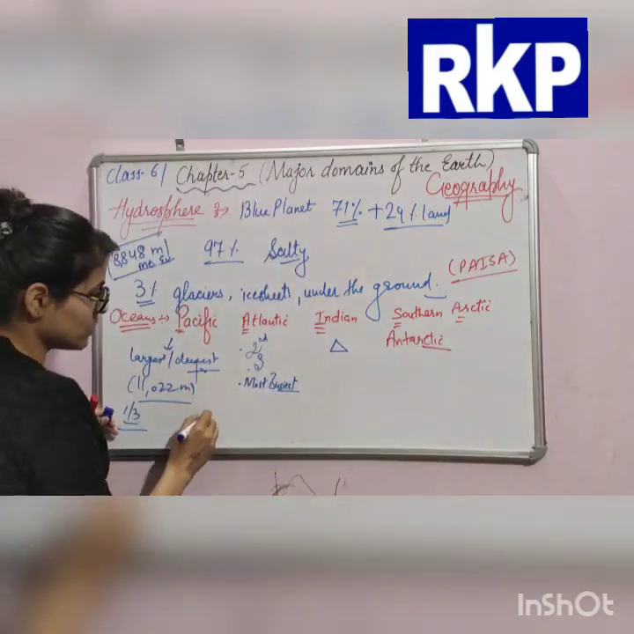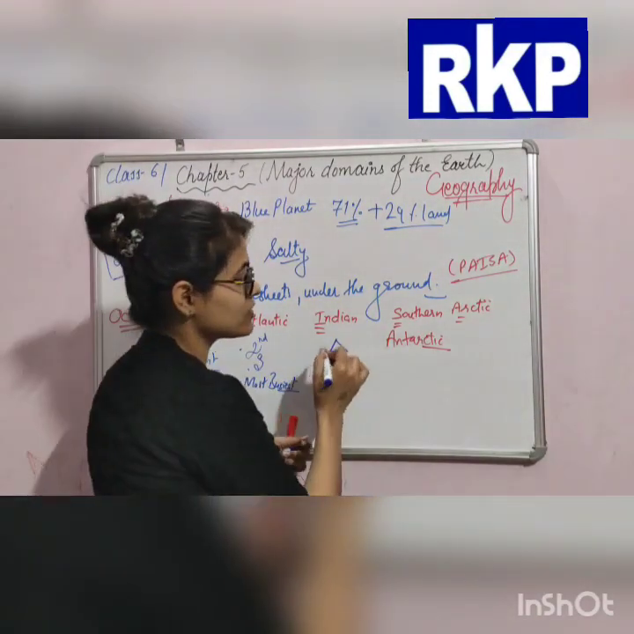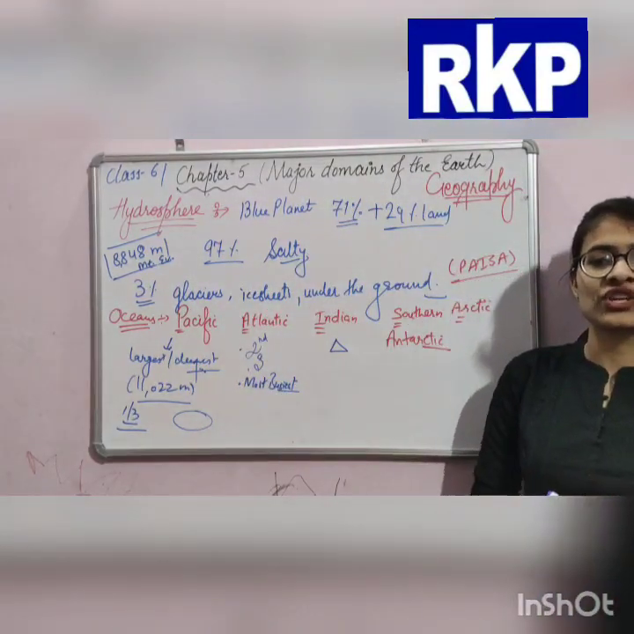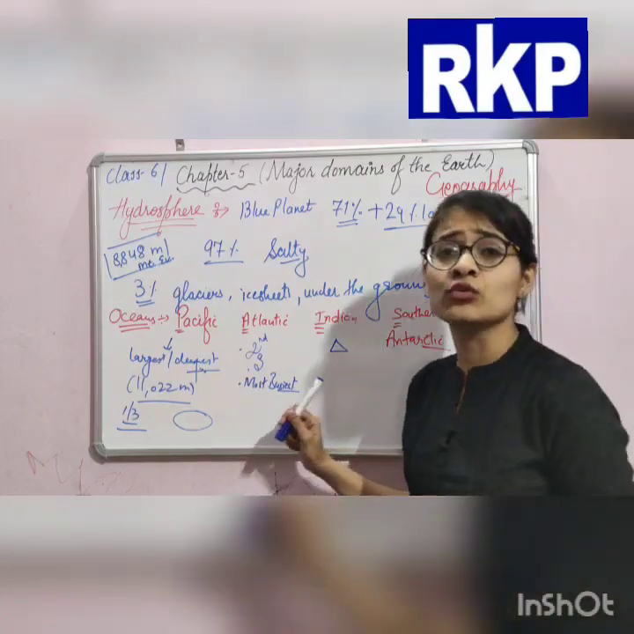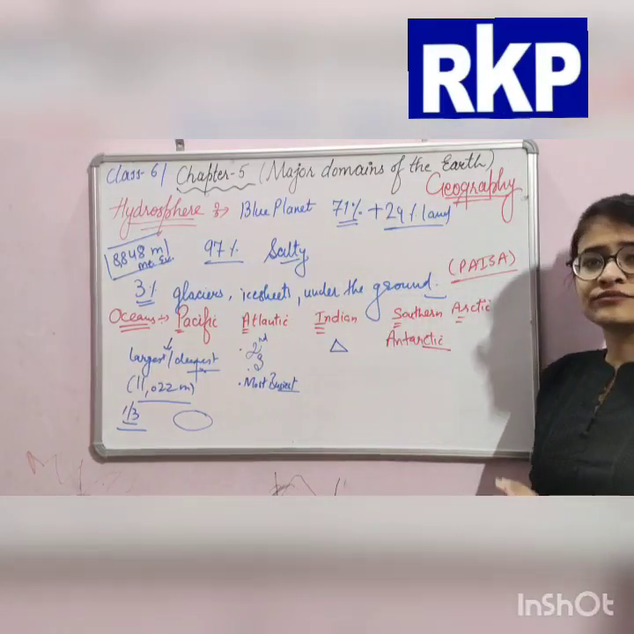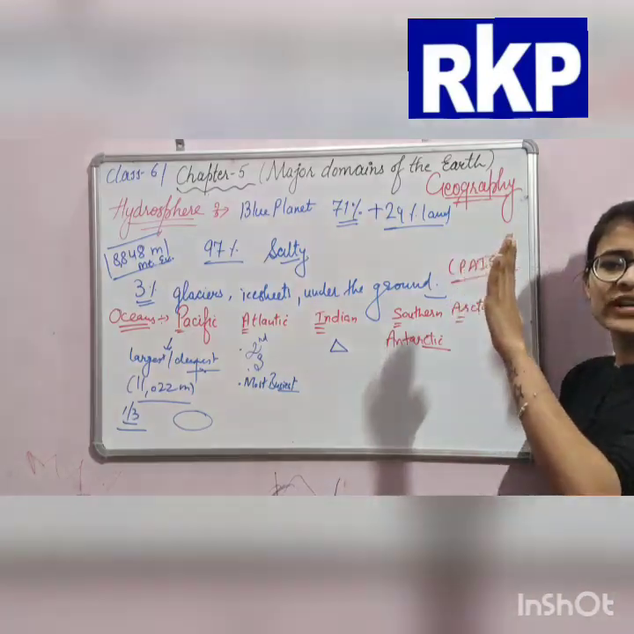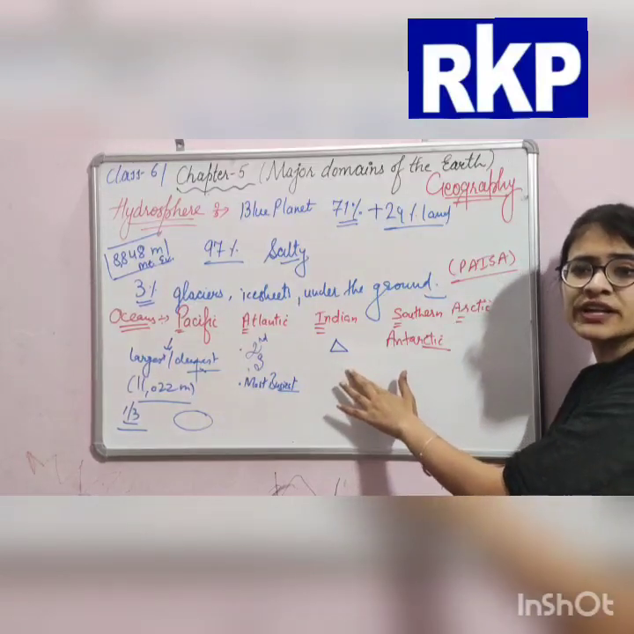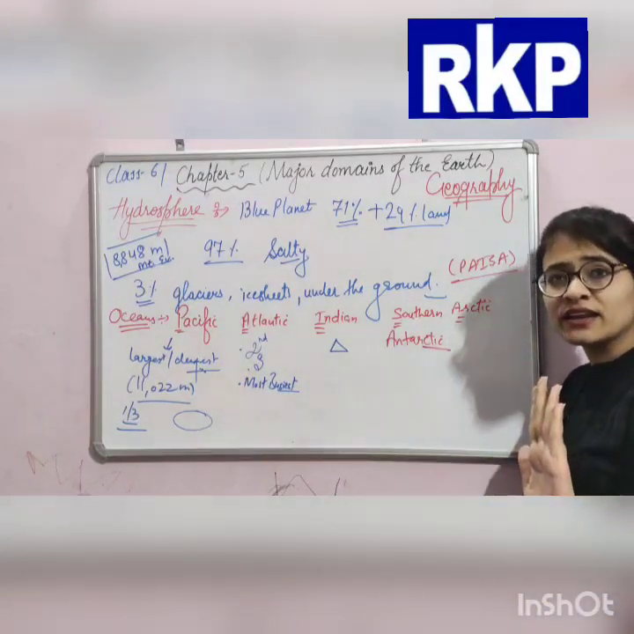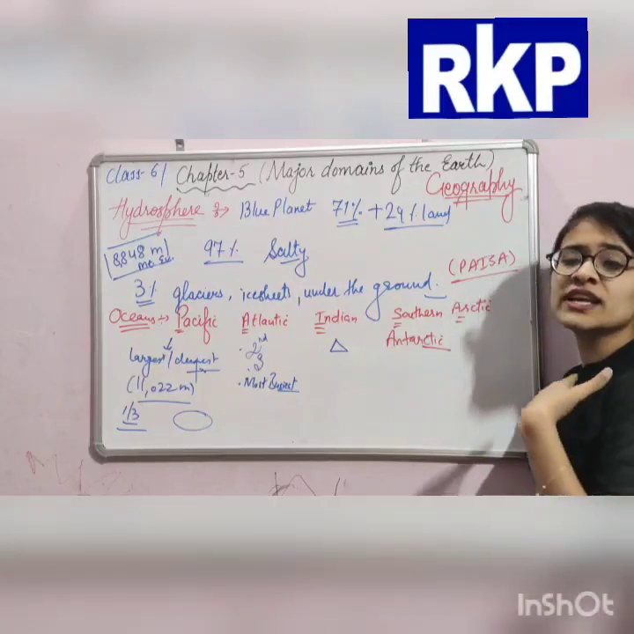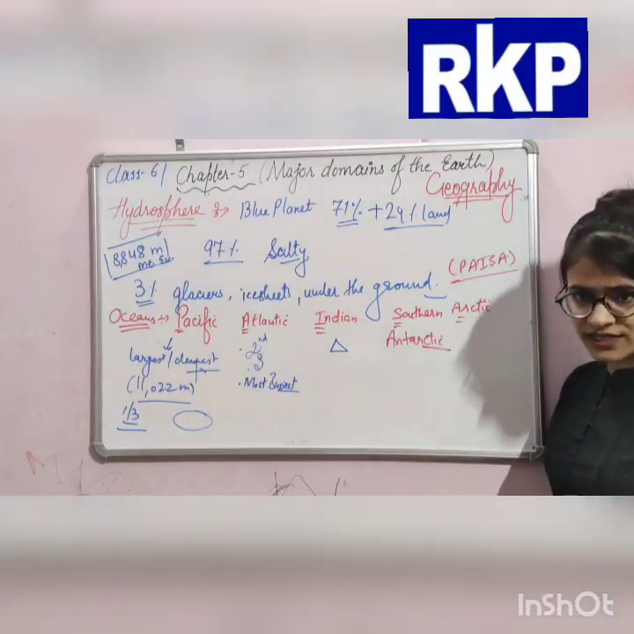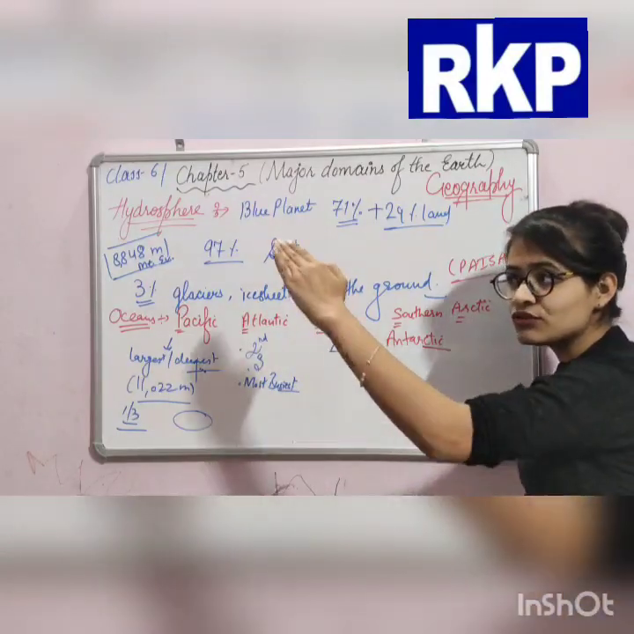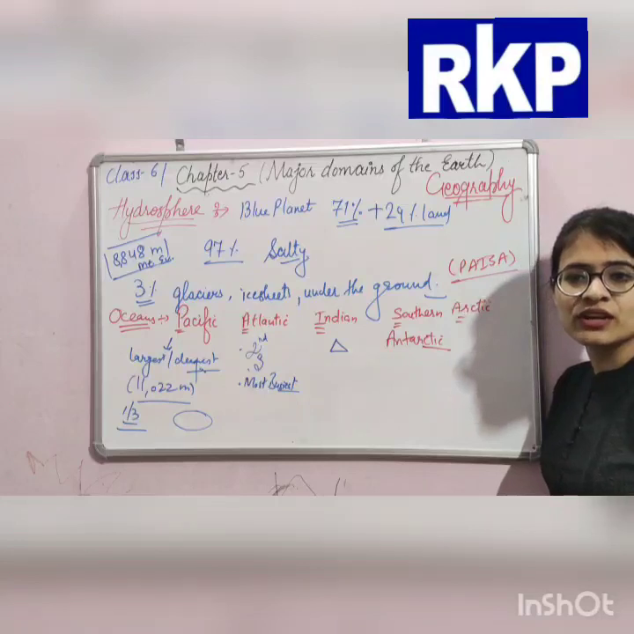This is mostly circular in shape, and this Indian Ocean is almost triangular in shape. Okay, and Indian Ocean, if you see that at the top in the north direction, it is bound by Asia. Okay, there Asia is located. If you see its west side, there Africa is there, and if you see east side, there Australia is there. Okay, so it is surrounded by three sides of water body, so it is in triangular form.